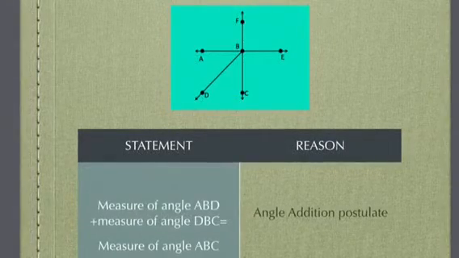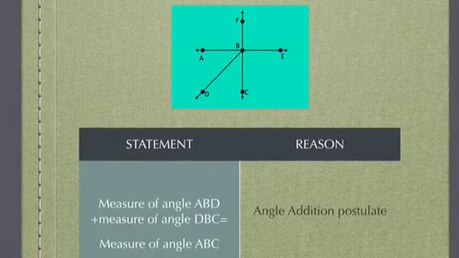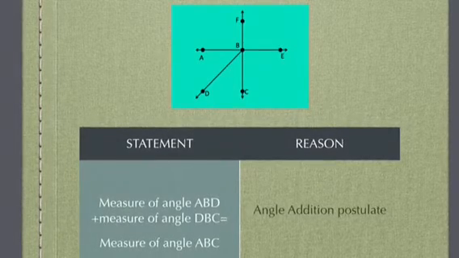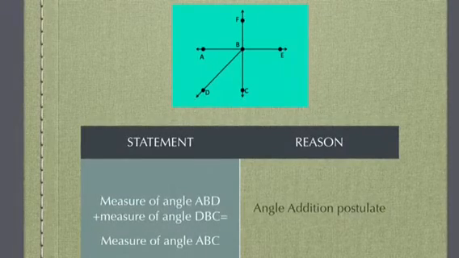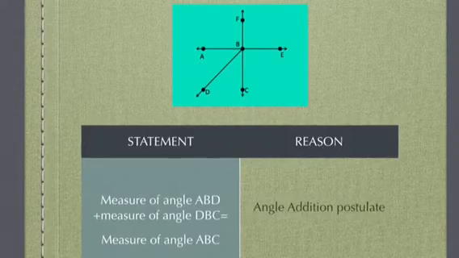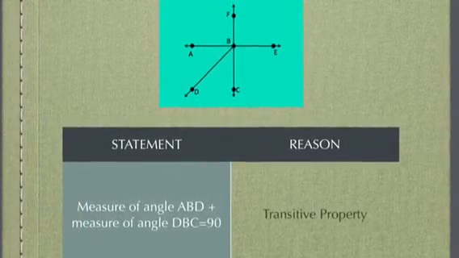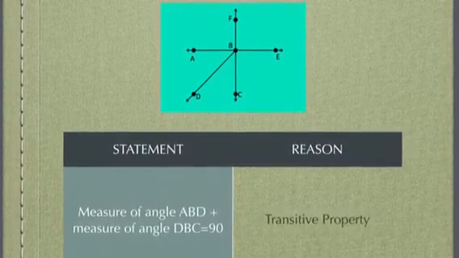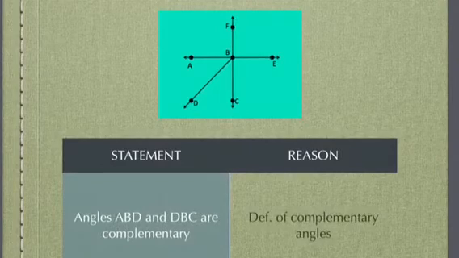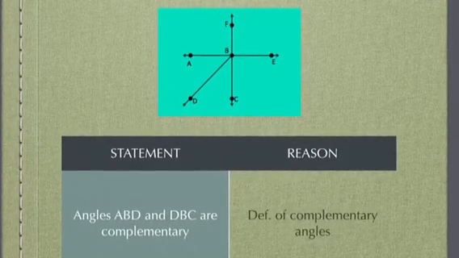The sixth statement is measure of angle ABD plus measure of angle DBC equals measure of angle ABC, and the reason is the angle addition postulate, which states that if two smaller angles are located inside the bigger angle, the sum of the two angles is equal to the big angle. The seventh statement is the measure of angle ABD plus measure of angle DBC is equal to 90, and the reason is the transitive property.